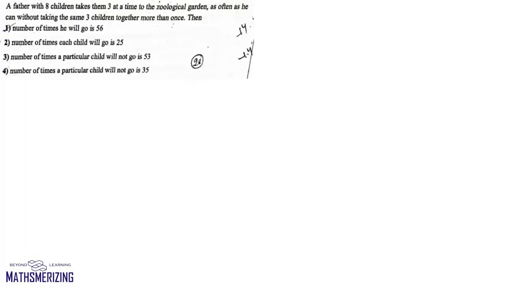Now here the question is, a father with 8 children takes 3 of them at a time to a zoological garden as often as he can without taking the same 3 children together more than once. Now the number of times he'll go is the number of distinct combinations of 3 children. So distinct combinations of 3 children will be simply 8C3, which is 8 into 7 into 6 divided by 6, and will be simply 56. So that means option 1 is correct.